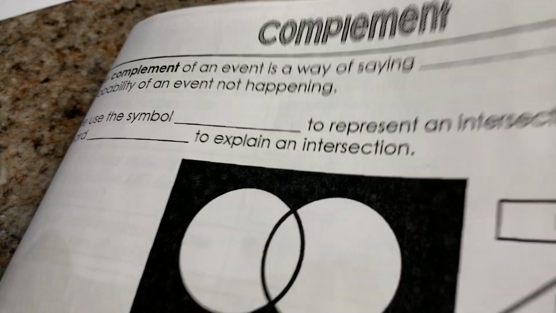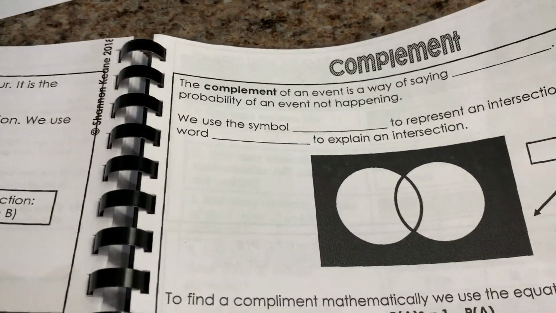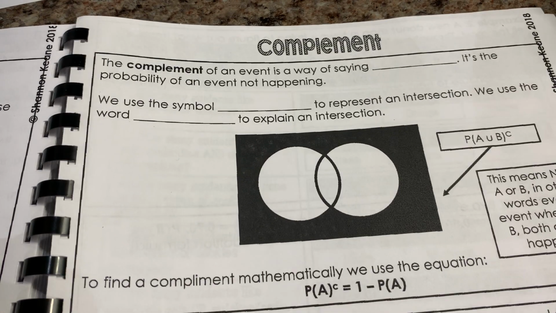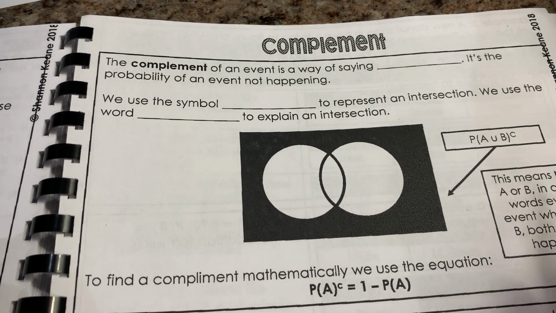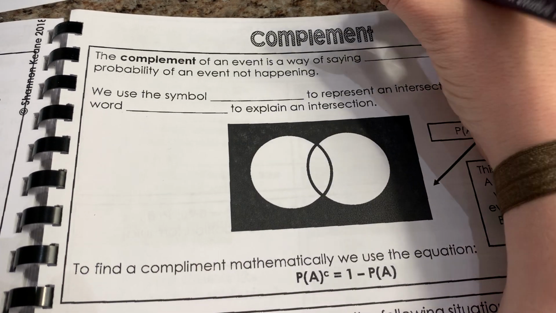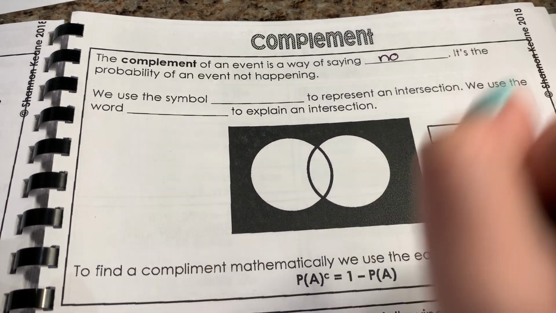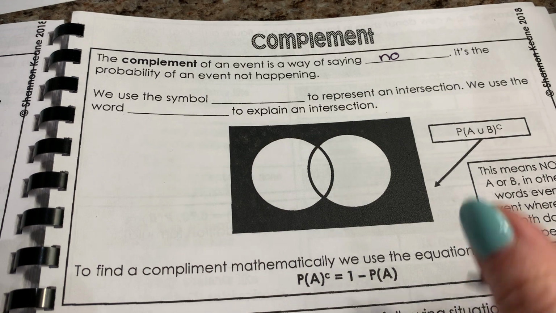Our very last one, if you go to the next page, is called a complement, okay? Now, not compliment like, oh my God, your hair looks so nice today. Complement is like a way of saying no in probability standards. It's the probability of things not happening.